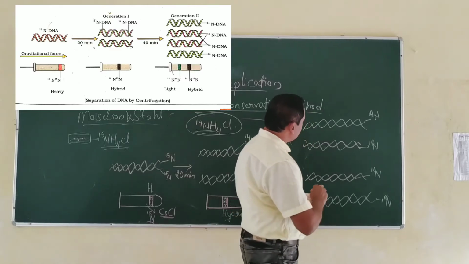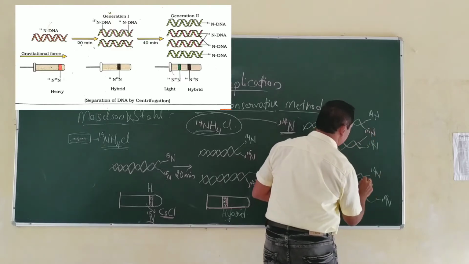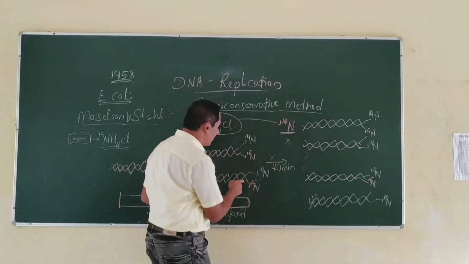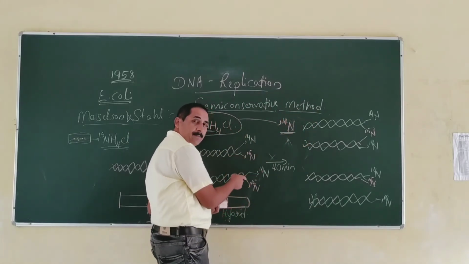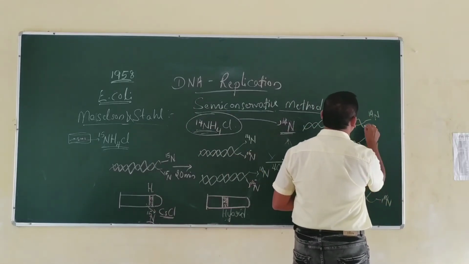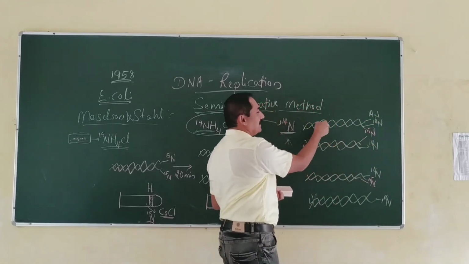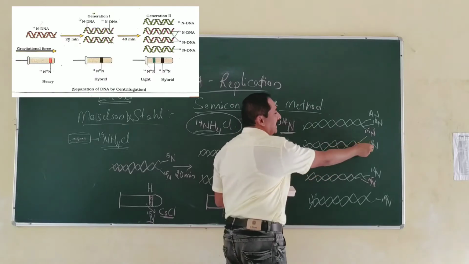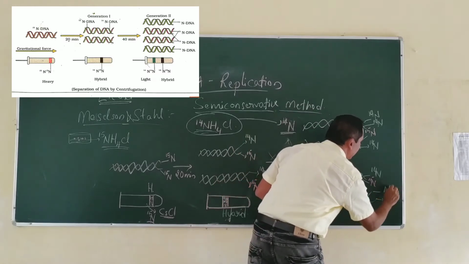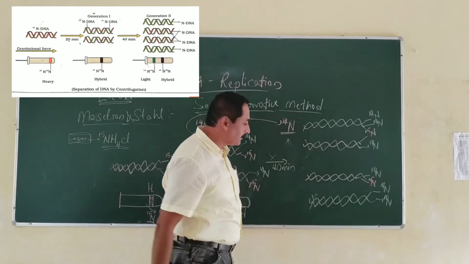Which one is the parental strand? These two are parental strands that contain N15, a heavy isotope, and the other parental strands contain N14 only. So one of these two strands contains N14 in its double-stranded DNA. This contains N14 and N15. Both of these two strands contain N14 nitrogen.